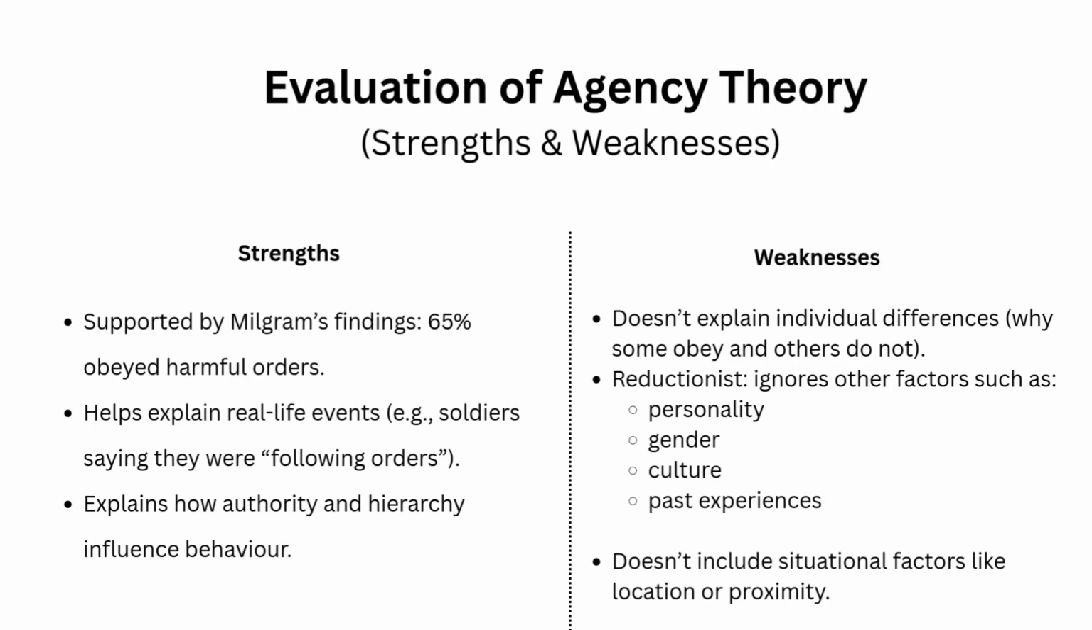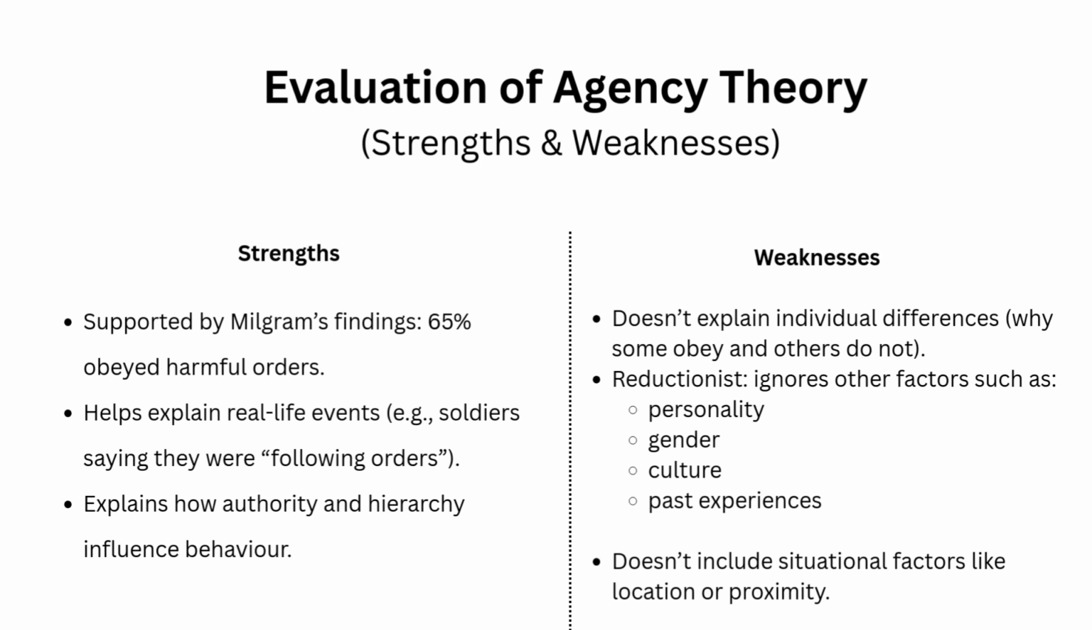Now, let's move on to the evaluation of agency theory, the strengths and weaknesses. Strengths. It is supported by Milgram's findings. 65% of the people obeyed harmful orders. It helps explain real-life events. Example, the soldiers saying they were following the orders. It explains how authority and hierarchy influence human behavior.